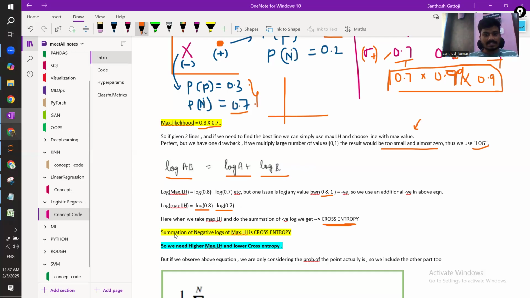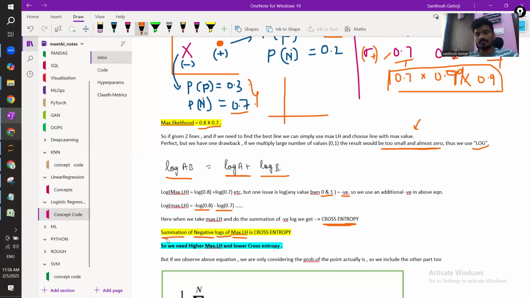Now what is cross entropy? It is simply the summation of the negative log of the maximum likelihood. This is our maximum likelihood, correct? On that we use log, on that we have summed it, and we have given a negative value. So it is simply the summing of the negative log of maximum likelihood. Why maximum likelihood? Because we want the maximum probabilities. Why log? Because if you use only maximum likelihood, the value is going to be zero when you multiply a lot of small values. That's why you're using log. Why negative of log? Because log of any value between 0 and 1 is negative. So to make it positive, we are using one more negative, and we are summing it. So cross entropy is simply the summation of negative logs of the maximum likelihood.